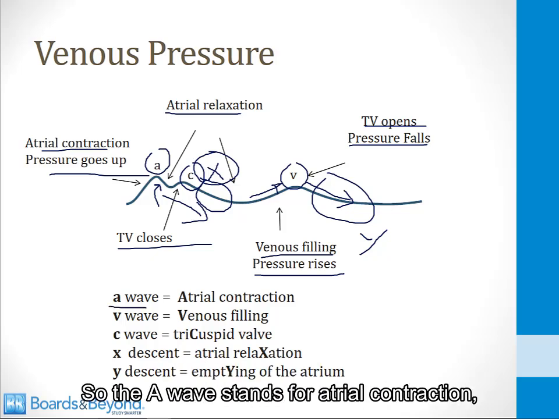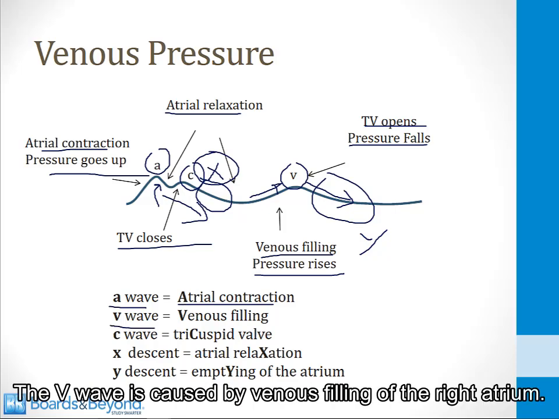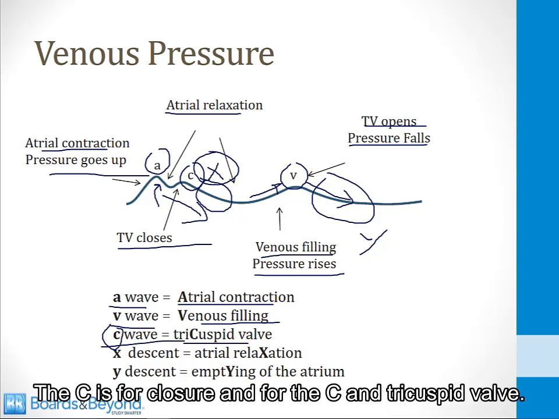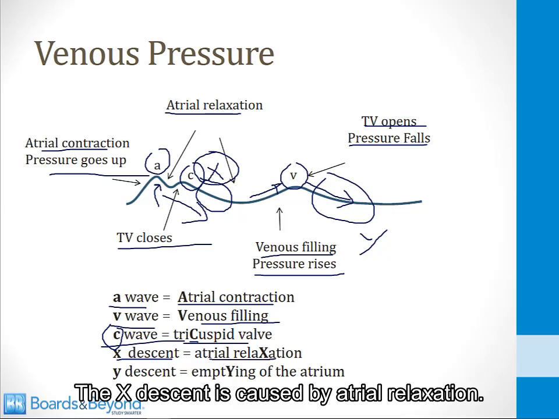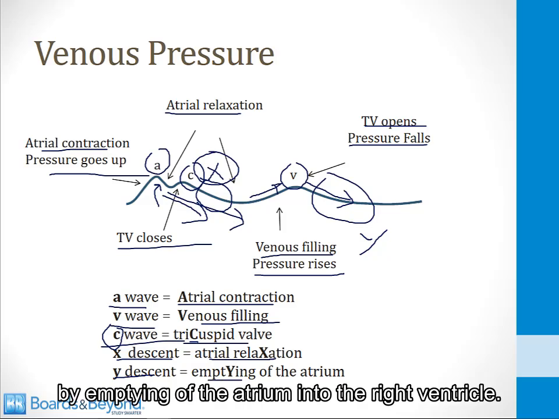So the A wave stands for atrial contraction. That's what causes the A wave. The V wave is caused by venous filling of the right atrium. The C wave is caused by closure of the tricuspid valve. The C is for closure and for the C in tricuspid valve. The X descent is caused by atrial relaxation. The atrium is relaxing here. And then the Y descent is caused by emptying of the atrium into the right ventricle.